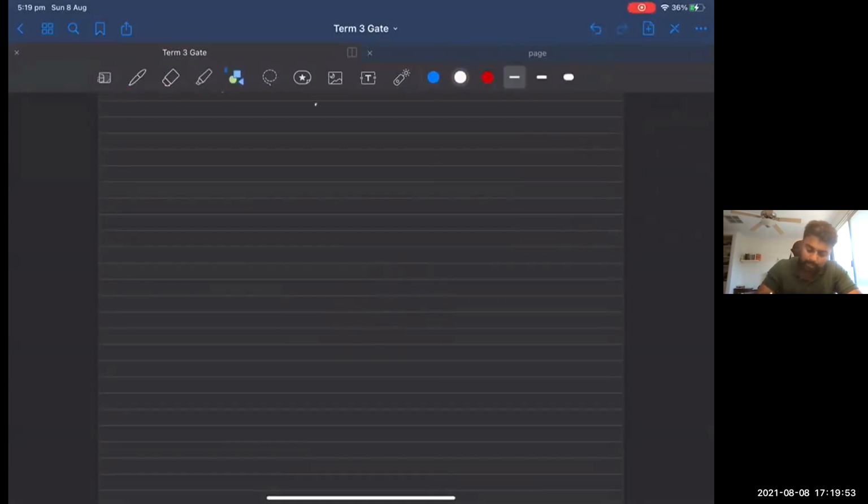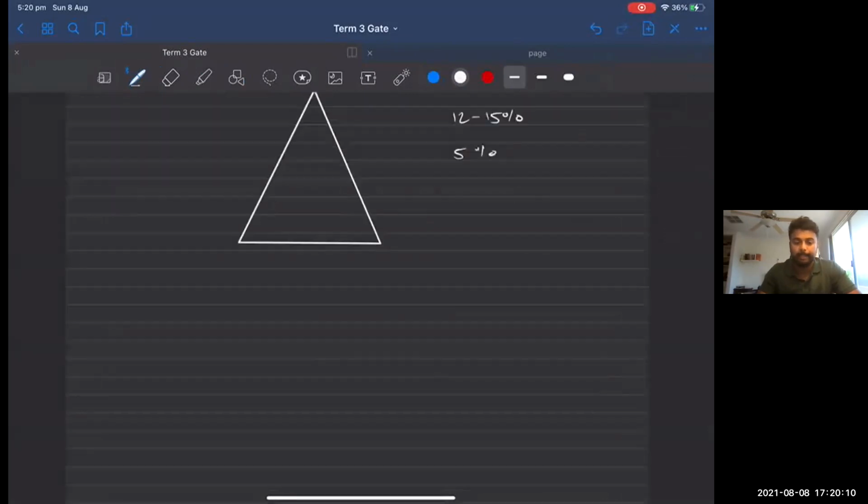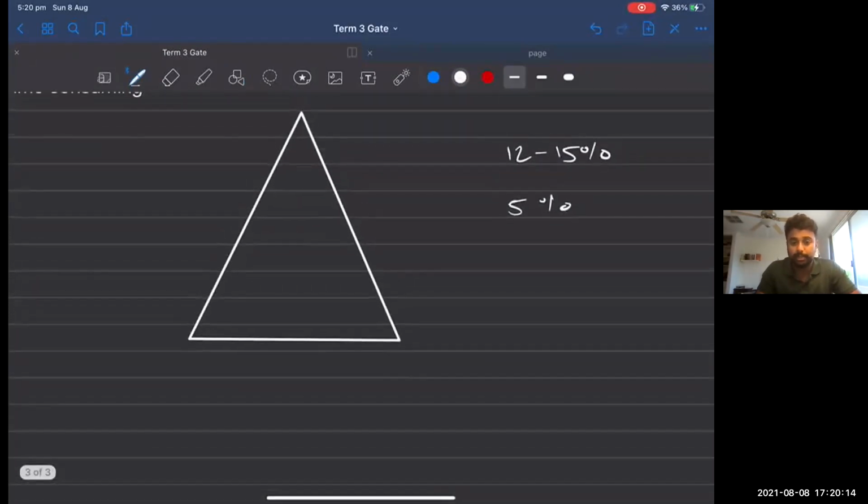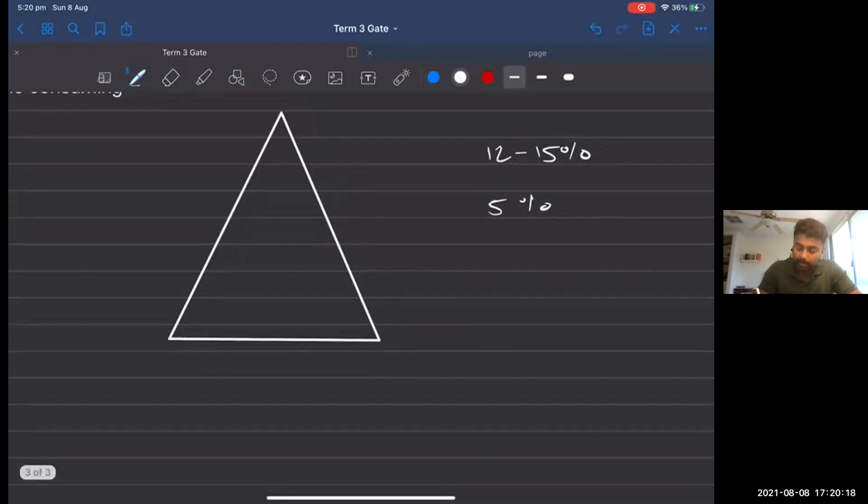So if I were to do a triangle, every year about 6,000 students apply for GATE. Out of 6,000 students, about 12 to 15% get into a GATE school. Out of them, about 5% get into Personal. Now, the best thing you guys can do: last year we had about 40 students get into GATE from Loyola. So just by coming to Loyola, your chances of getting in go from 12 to 15% to 40%.